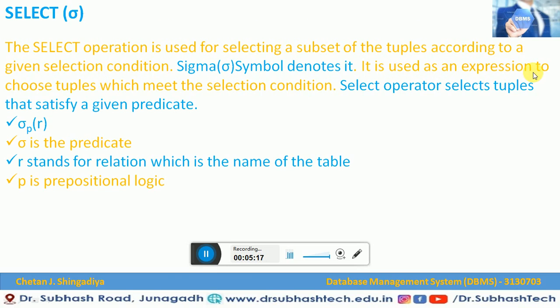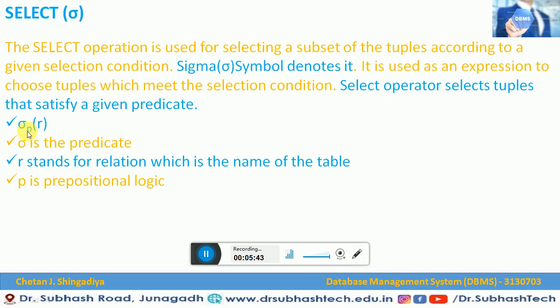It is used in an expression to choose the tuples which meet the selection conditions. Also, the select operator selects the tuples that satisfy a given predicate. Now, here you can see that selection operations are there. Here I am talking about three things. This symbol is the selection operation symbol.